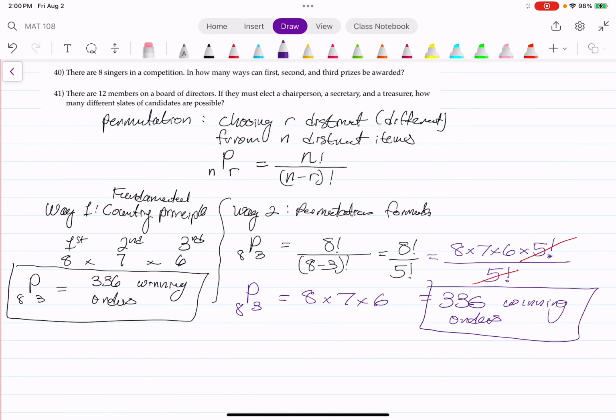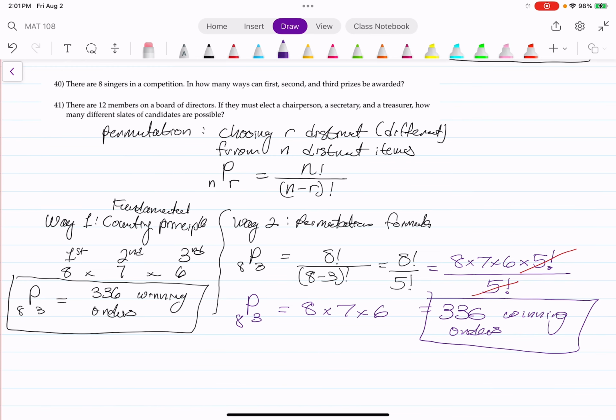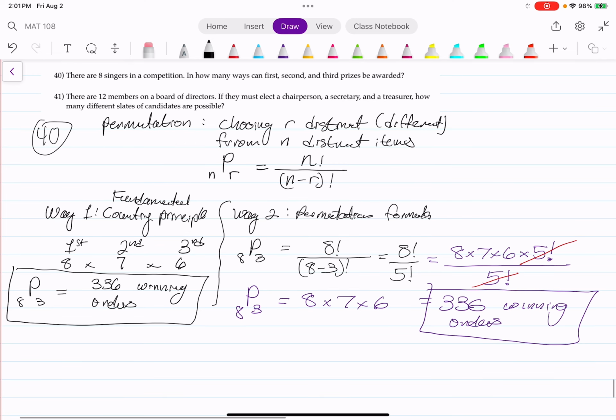Number 41. There are 12 members on the board of directors. If they must elect a chairperson, a secretary, and a treasurer, how many different slates of candidates are possible? So for number 41, I'm going to use the fundamental counting principle since I know I can use it based on what we just did. So I must choose my chairperson, my secretary, and my treasurer.